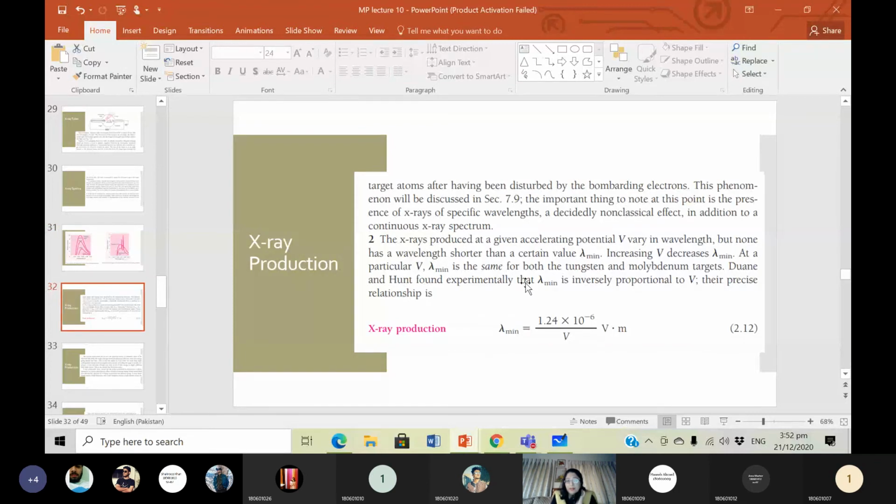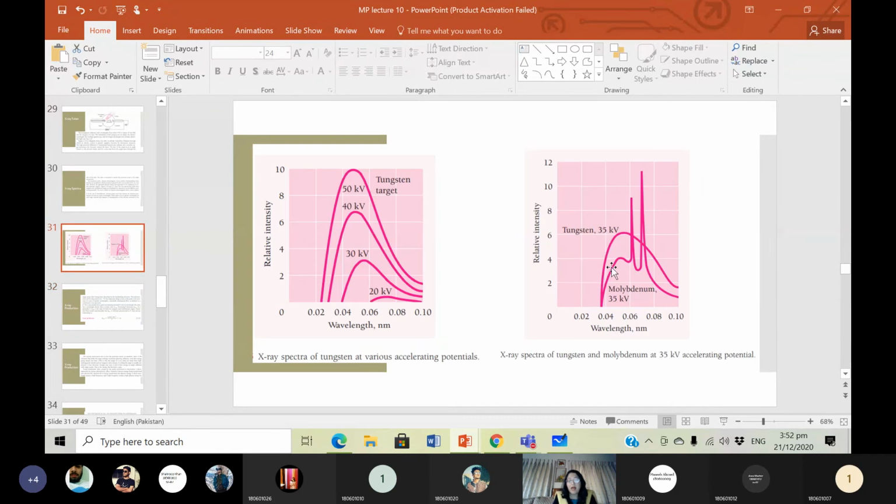So lambda min is the same for both tungsten and molybdenum targets. As you can see over here, at a given voltage, the lambda minimum is the same for both the tungsten and the molybdenum.